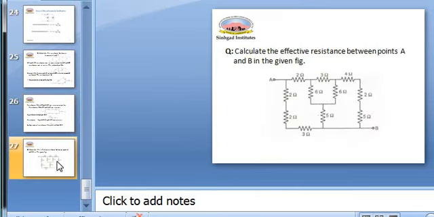One more numerical I have given for the homework. Okay, try to solve it. Okay, all the best.